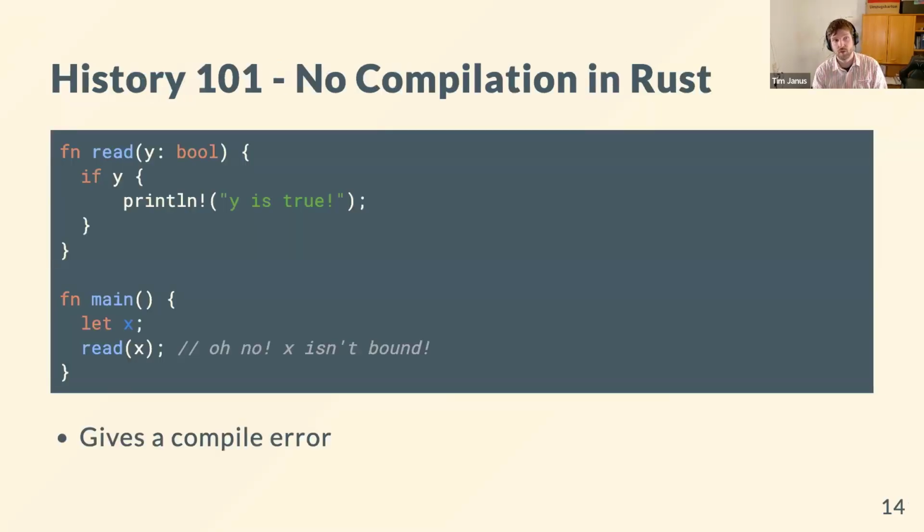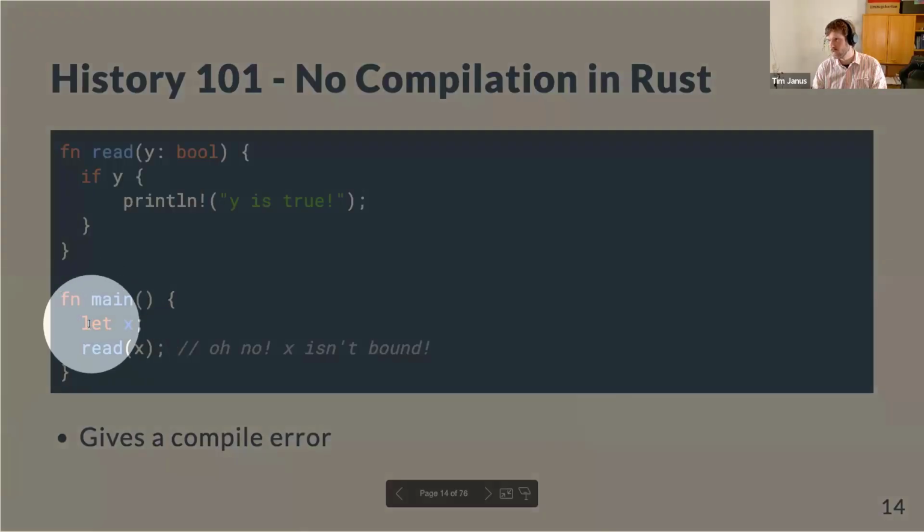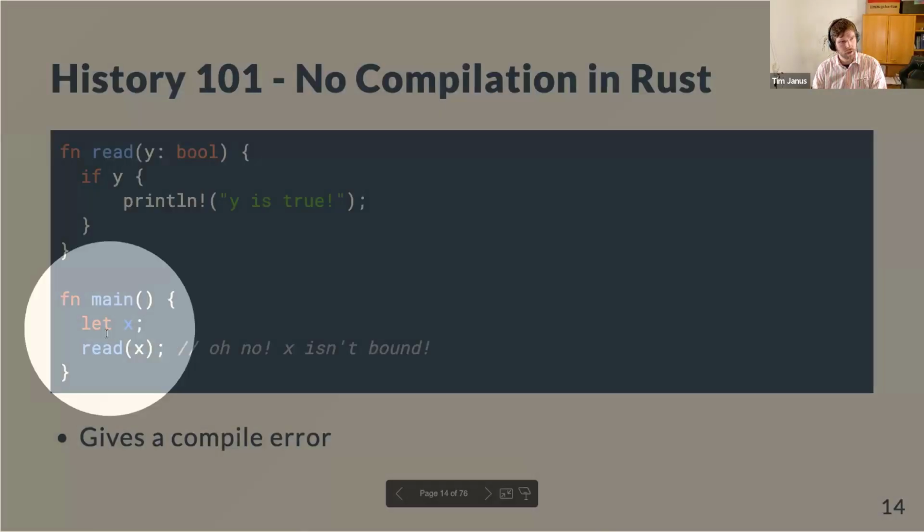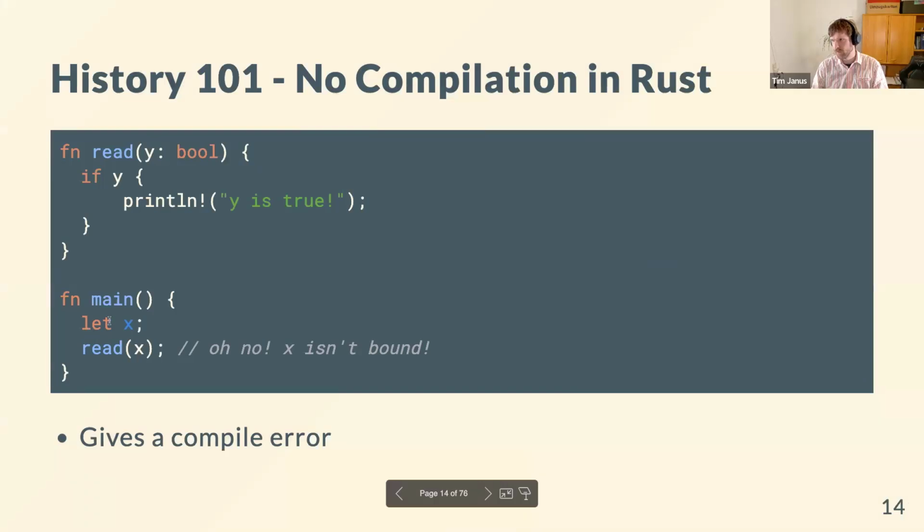For our History 101, there's a small example program. So we have a main function. And what we do here is not commonly seen in Rust code. That is, we declare a variable without binding it to a value. And for this, we will get a compile time error when we want to access the variable. So this program won't compile.